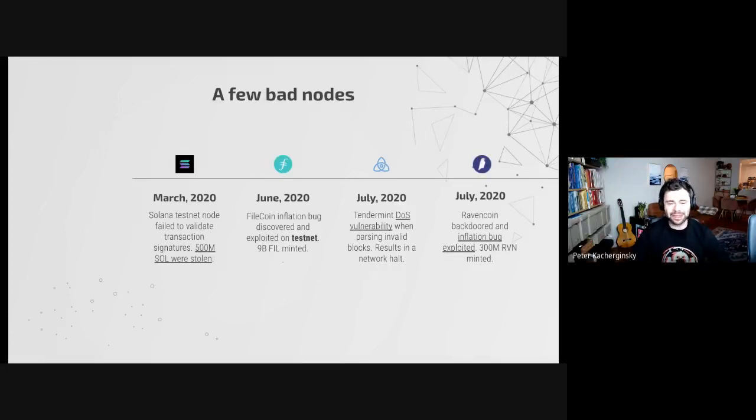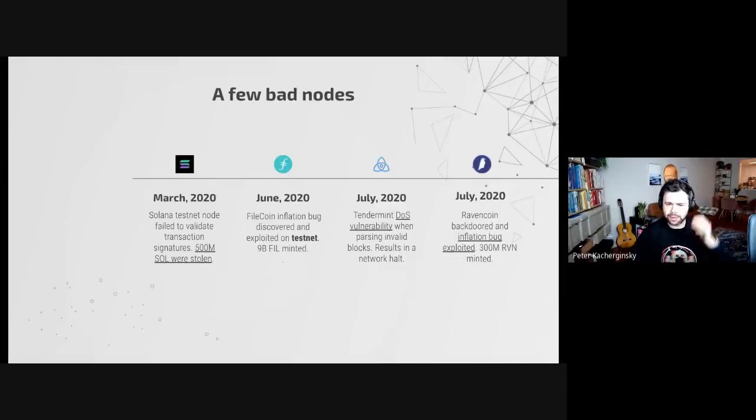Inflation bugs are particularly nasty because these are attacks not against individual users, but against the entire coin ecosystem. Tendermint is a library behind a variety of projects. It's a consensus mechanism used in projects like Cosmos, Oasis, and others. A denial of service vulnerability was discovered there when parsing specially crafted invalid blocks, which basically crashed the nodes. Cosmos was luckily not vulnerable to this because they didn't upgrade to that particular vulnerable version. But if they had, and the vulnerability was maliciously exploited, it would result in a network halt.